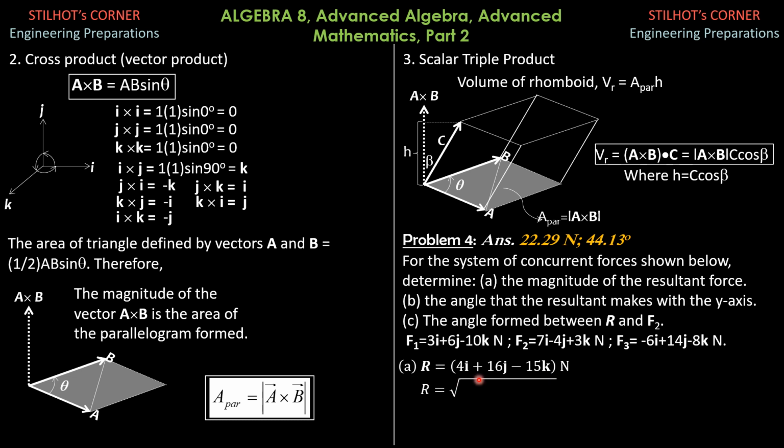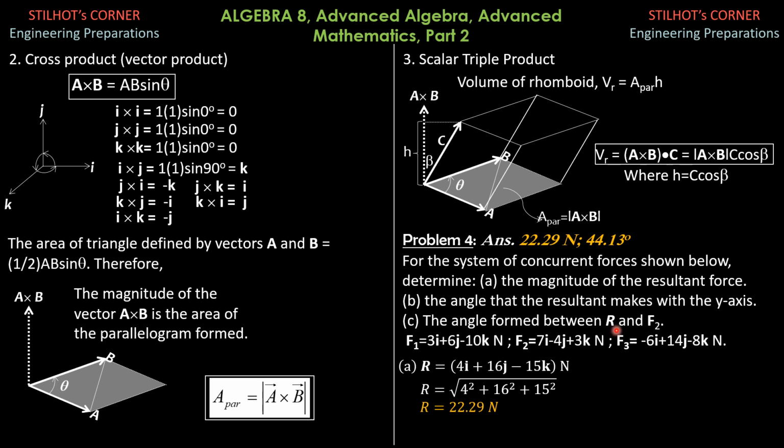The magnitude of this resultant is the square root of 4 squared plus 16 squared plus 15 squared. You don't need to write negative 15 squared because it is still positive 15 squared. So the magnitude of the resultant is 22.29 units, newtons. Then for B, the angle that the resultant makes with the y-axis. If you perform the dot product between R and Ry, the result is the magnitude of R, magnitude of Ry times cosine of theta y.